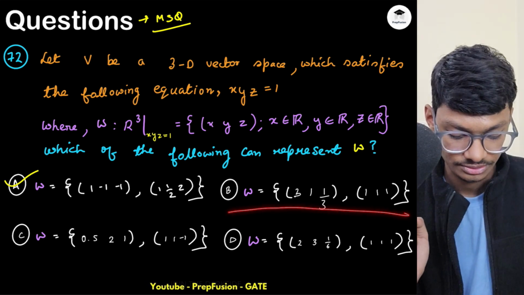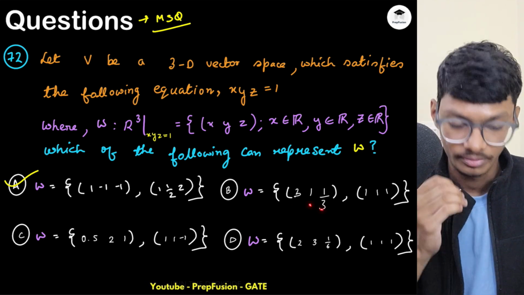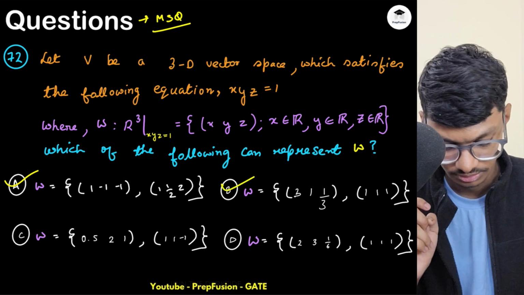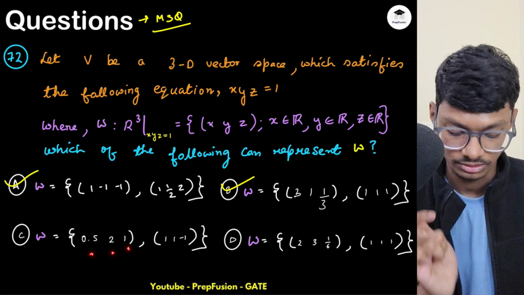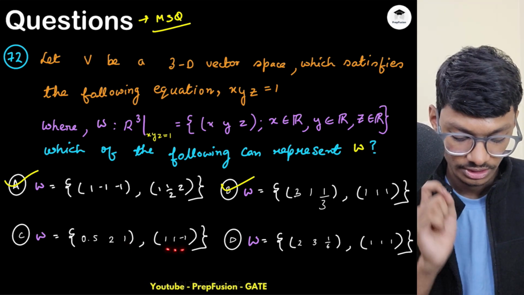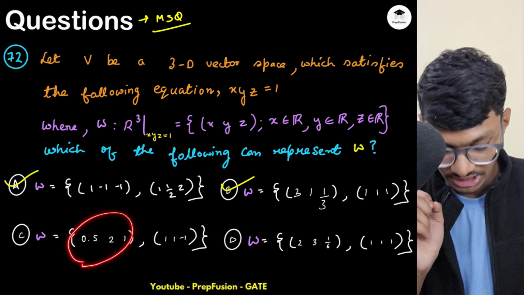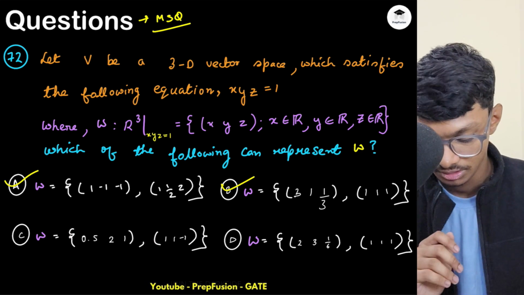Now let's come to this. W equals 3, 1, 1/3. Again, 3 times 1 times 1/3 is 1, correct. Then 1 times 1 times 1 is again 1, correct. Now, W equals 0.5, 2, 1. This is also 1. Then 1 times minus 1 is minus 1. So again, this is not correct, right? This is satisfying 1, but this is minus 1. So this is not satisfying. xyz should be equal to 1, not minus 1.